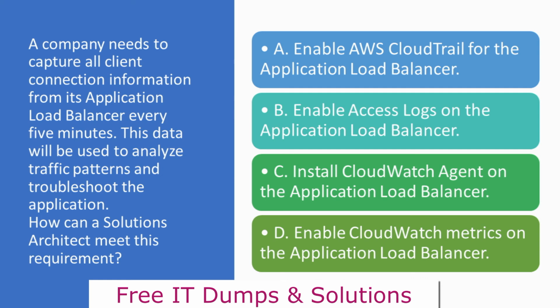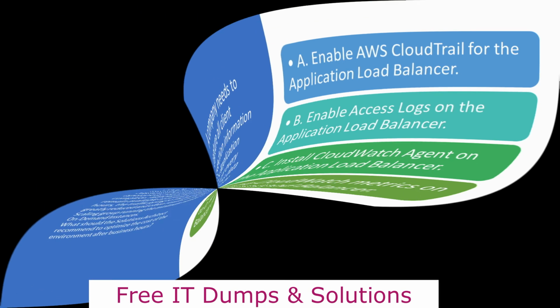Correct answer for this question is option B. Access logging is an optional feature of Elastic Load Balancing that is disabled by default. After you enable access logging for your load balancer, Elastic Load Balancing captures the logs and stores them in the Amazon S3 bucket that you specify as compressed files. You can disable access logging at any time. Let's talk about the next question.